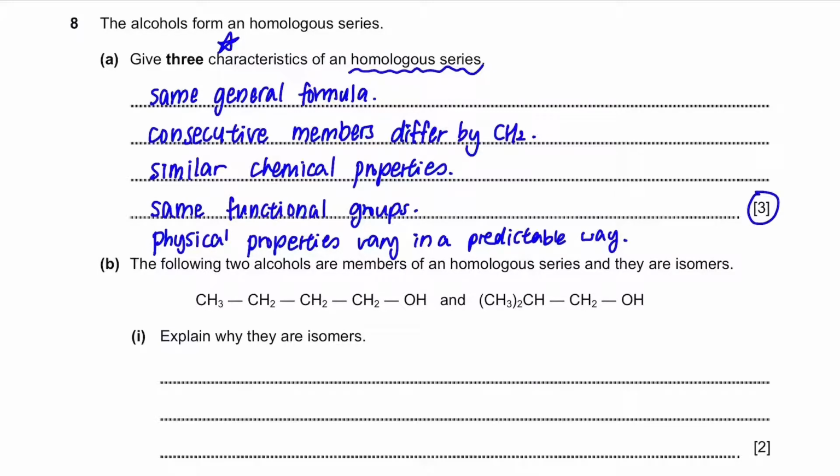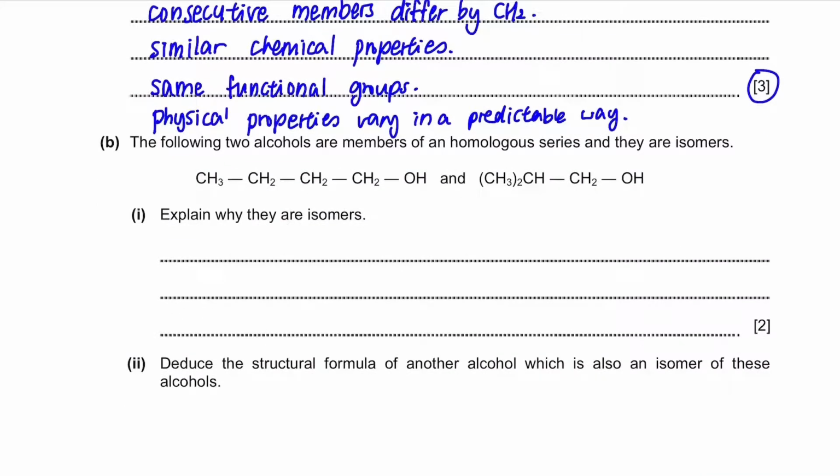Part B. The following 2 alcohols are members of a homologous series and they're isomers. Explain why they're isomers. Alright, so they have OH at the end, so they are alcohols. Both of them have a total of 4 carbons. The right one has carbon in a bracket, but if you just count the numbers, it's the same thing. So we say that they have the same molecular formula but different structural formulae.